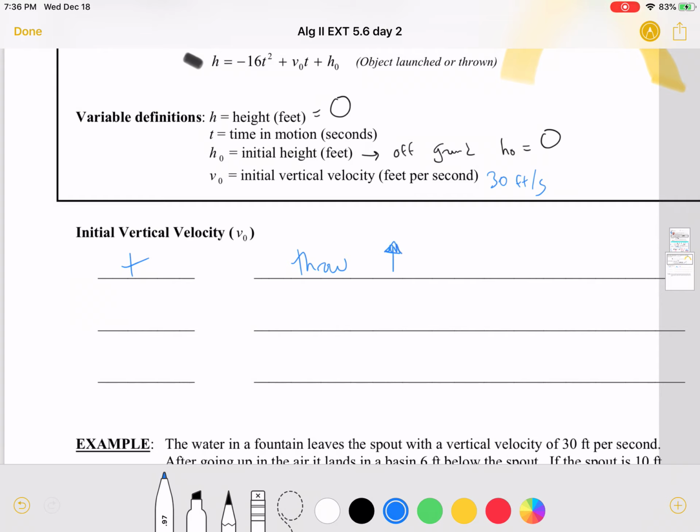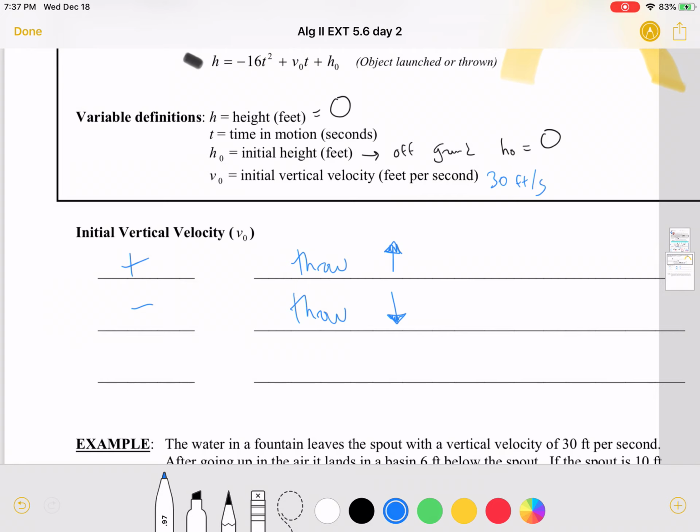Our initial vertical velocity is negative if we throw it down, and positive if we throw it up. Now, think about when you throw something. If I'm on the second floor of Logan High School and I see someone I want to throw a football at, I initiate force when I throw that thing down.